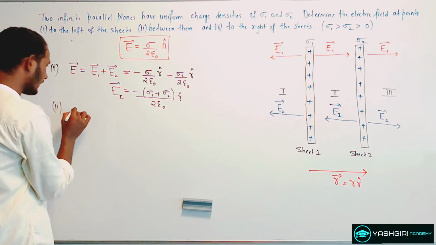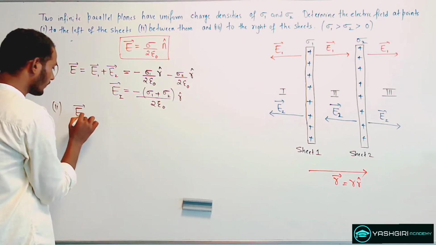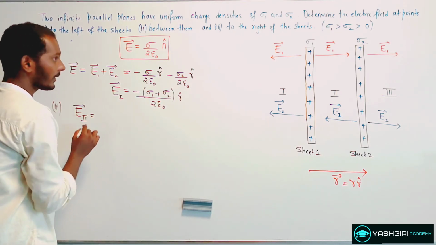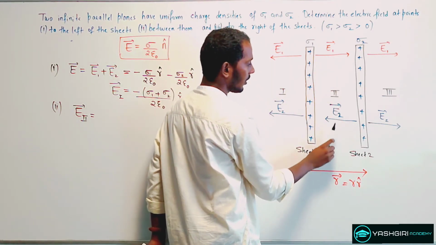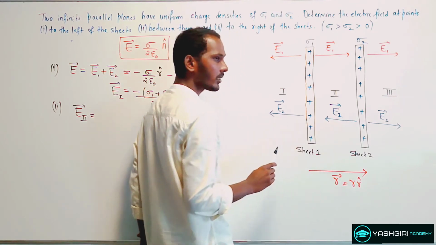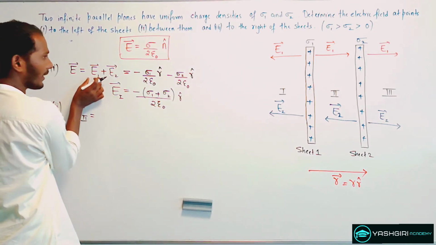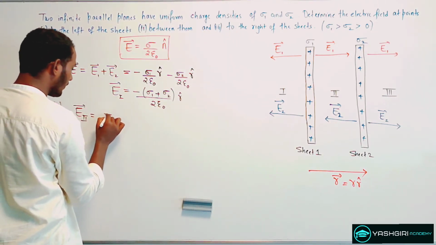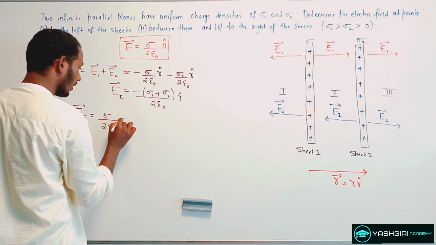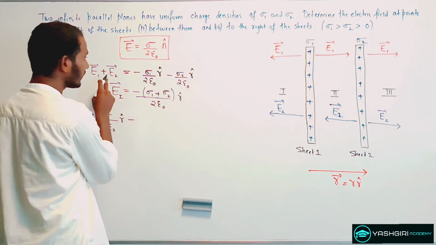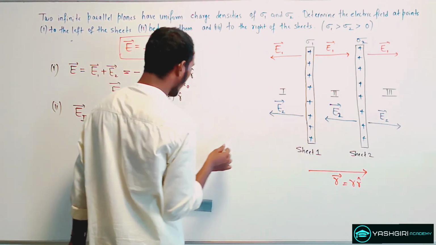In the same way, I can also calculate in region 2. In region 2, again, vector E in region 2, I'll be getting the electric field E1 in the same direction as this, while vector E2 is opposite. So for the first vector E1, it will be positive sigma upon twice epsilon naught along the r cap, minus the addition of this E2, which is opposite of that.